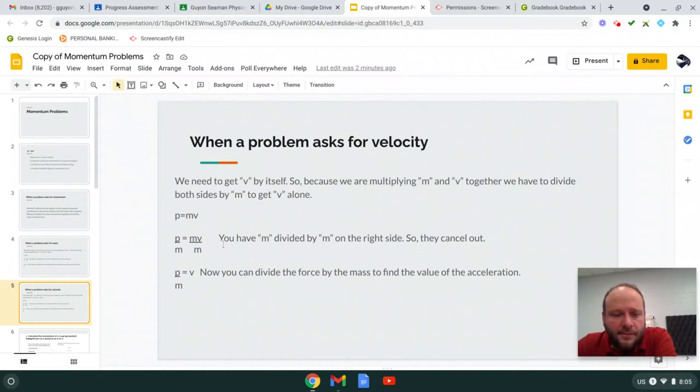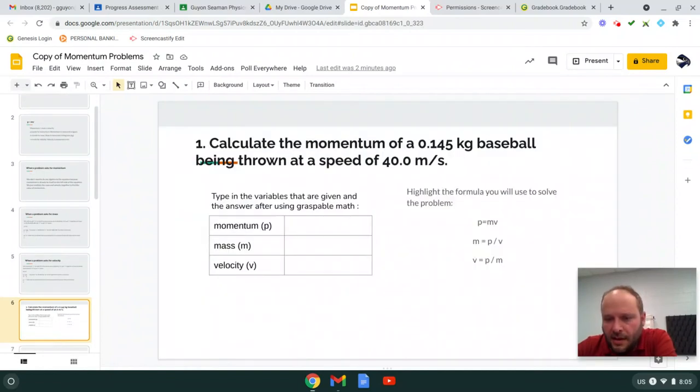For velocity, we're going to divide both sides by m. We're going to move the m to the other side. So that cancels the m out on the right side here, and then we're left with the momentum divided by the mass equals the velocity. So we're going to do two example problems to show you how to do this.